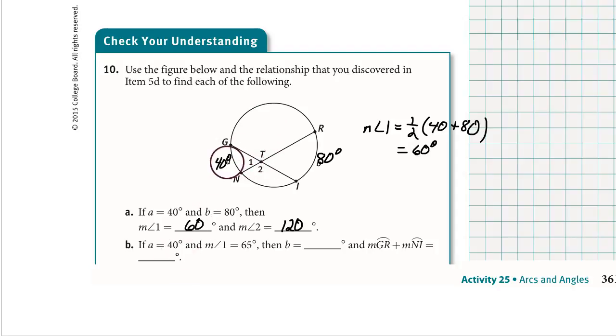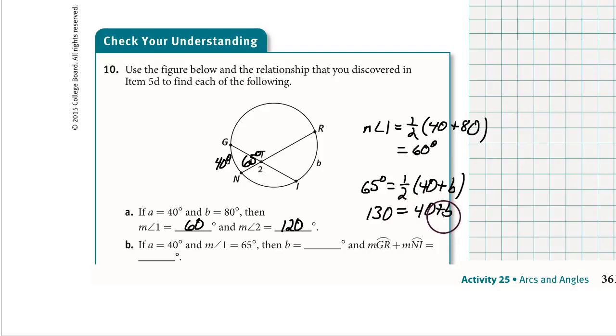Now question B. Again, lowercase a is 40 degrees, but this time let's say that angle 1 is 65 degrees. Then how much is lowercase b? Let's use our theorem about intersecting chords creating arcs. The measure of the angle where the chords intersect is equal to 1/2 the sum of the arcs. I don't know how much this is. Remember, it was lowercase b. Now let's solve the equation. Multiply by 2 on both sides to get 130 equals 40 plus b, and subtract 40 on both sides to find out that b is 90 degrees.